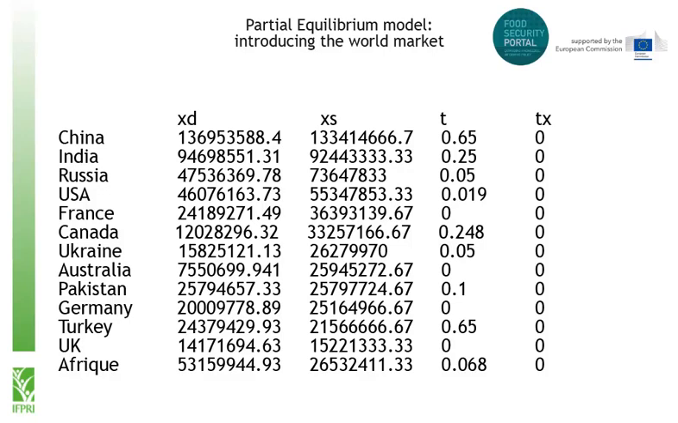So in fact, XD and XS come from FAOSTAT. T comes from the TRAINS database from UNCTAD, and then TX. So I have searched for data on export taxes. In particular, IFPRI had recently collected some data on export taxes, and I didn't notice any taxation of exports of wheat in 2016. So all the taxes are equal to 0.